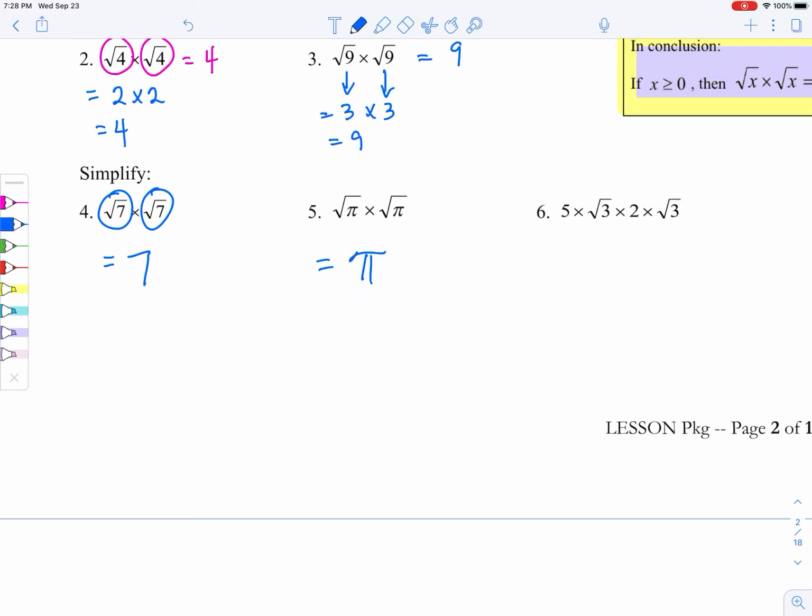For 6, we're going to have to be a little bit careful. We've got 5 root 3 times 2 root 3. So I know I could do the 5 times the 2, and that would give me a 10. And then that leaves me with root 3 times root 3. Using our new trick, we know that root 3 times root 3 just equals 3. So we get 10 times 3, which is 30.